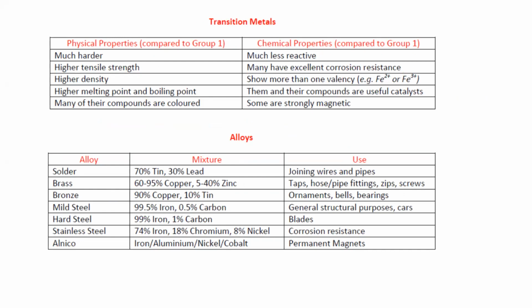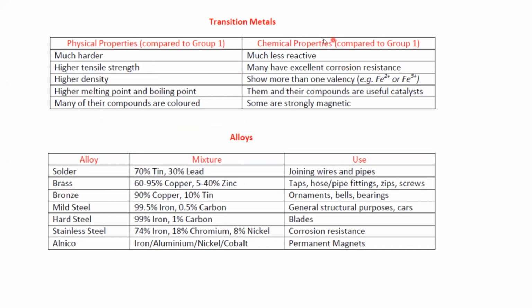So they are much harder. They have high tensile strength. What is the meaning of high tensile strength? It means you need more force to break them. If you need more force to break them, it means high tensile strength. They have high density, high melting and boiling points, and many of their compounds are colored.